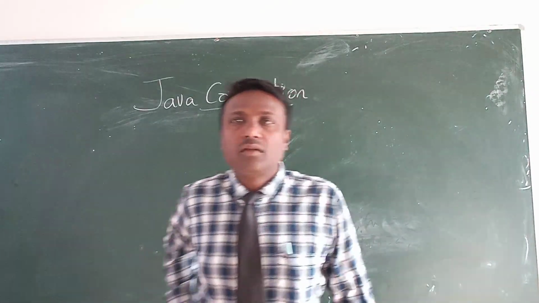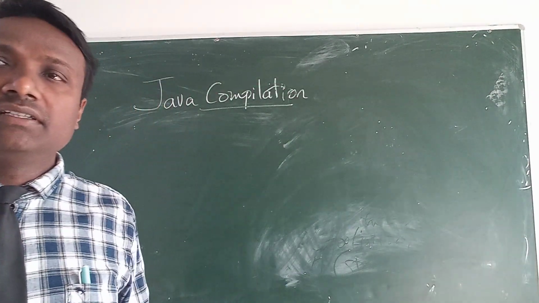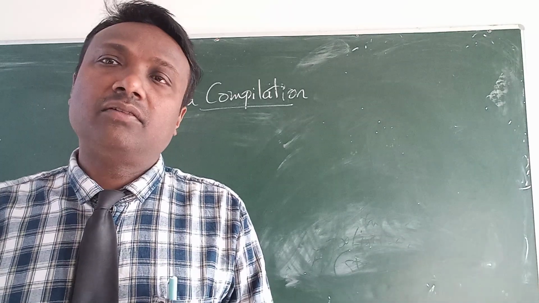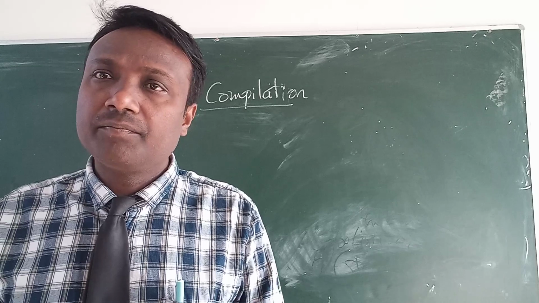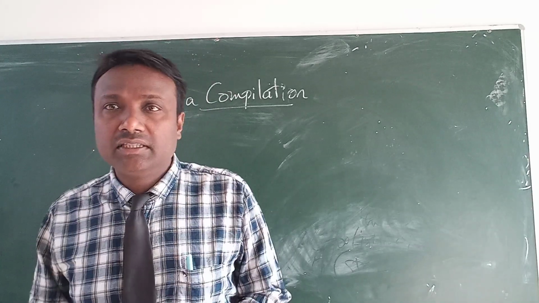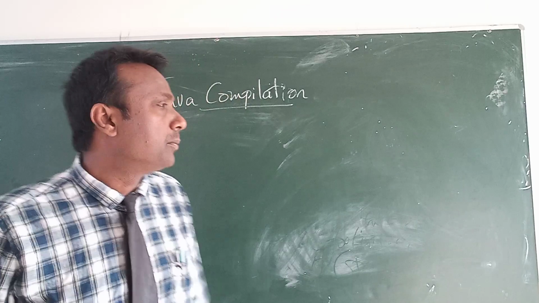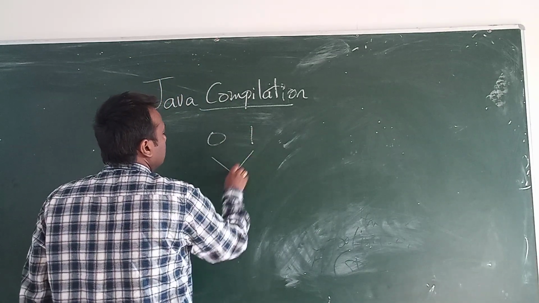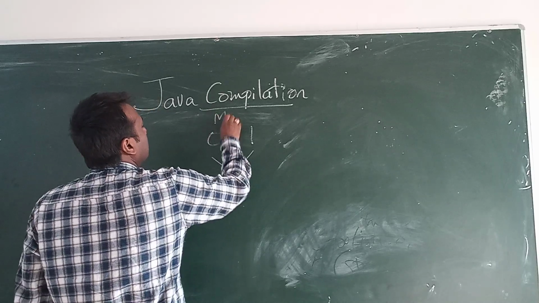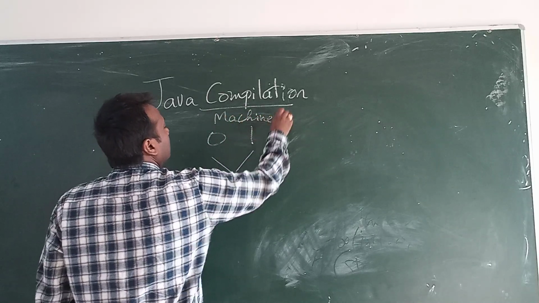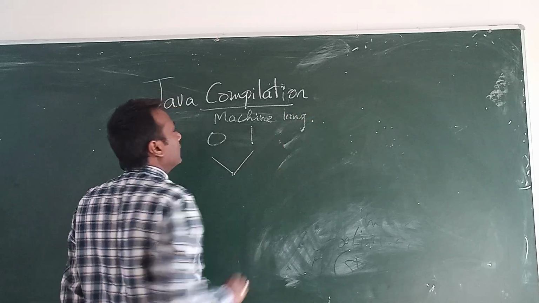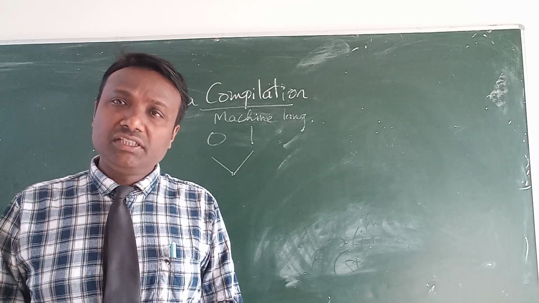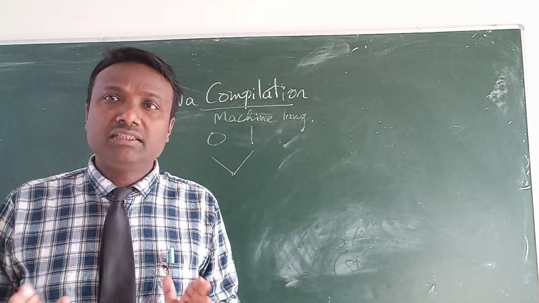Now students, before we understand what Java compilation is, let us understand what compilation is and why it is required. As you know, the computer understands binary language, for example 0 and 1. It can also be called machine language. The computer understands machine language, 0 and 1. It does not understand our language.